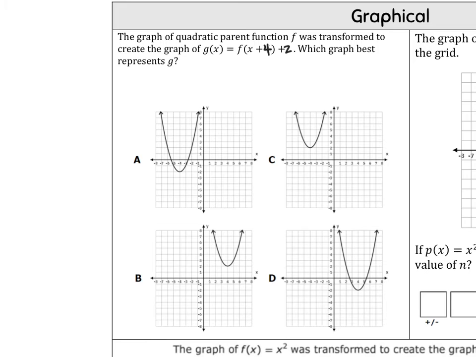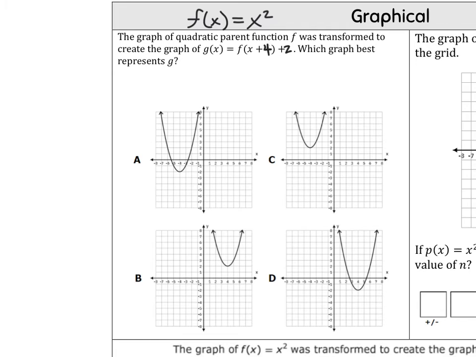Which graph best represents g? First of all, they didn't tell us what the parent function was. Do you remember what that equation is? f of x equals x squared. We have to kind of memorize that. I believe that is on the vocabulary list we gave you. It's something I'm going to need you to know. The quadratic parent function is f of x equals x squared. You look for that x squared every time.